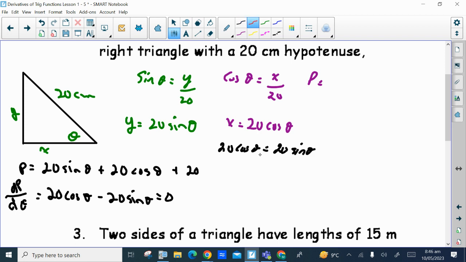And then if we divide both sides by 20 cos theta, you'll be left with 1 on the left equaling tan theta on the right. The 20s will cancel, and sine over cos is tan.